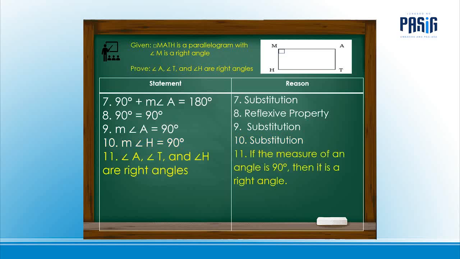And number 11, angle A, angle T, and angle H are right angles. For the reason, if the measure of an angle is 90 degrees, then it is a right angle. And therefore, quadrilateral MATH is a rectangle, by definition of rectangle.